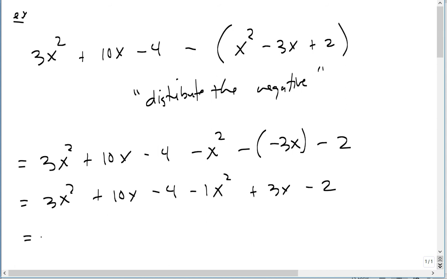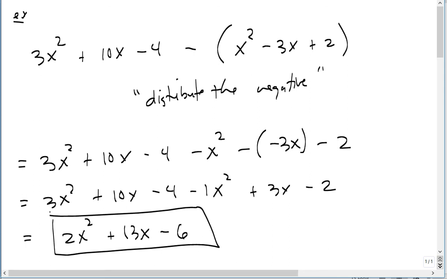And now we can use the law of units to say 3x squared minus 1x squared is 2x squared. 10x plus 3x is 13x. And minus 4 and minus 2, they're both negative. You go back 4, you go back 2 more, it's minus 6.